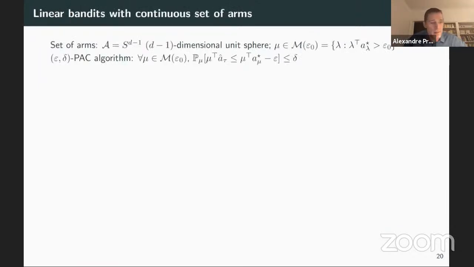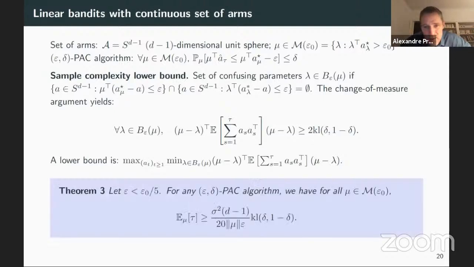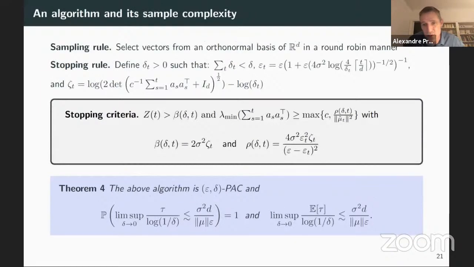Okay, I will skip linear bandit with continuous set of arms. The analysis is much more difficult because deriving the lower bound is kind of a mess. Solving the max-min problem that we need to solve to derive the instance specific lower bound is difficult. Nevertheless, we managed to do it and to extract the dependence in the dimension, epsilon, and the size of the vector mu. We also have an algorithm achieving this limit.